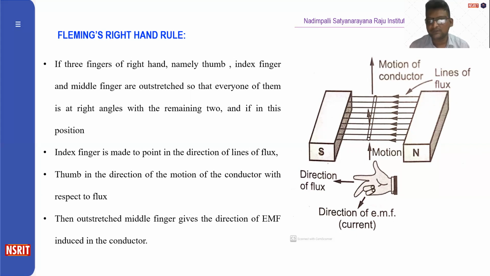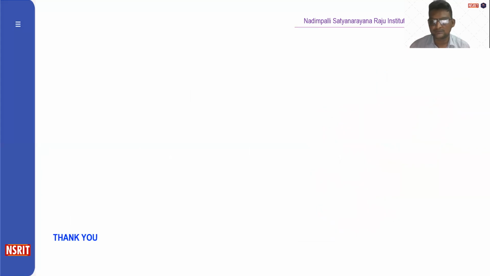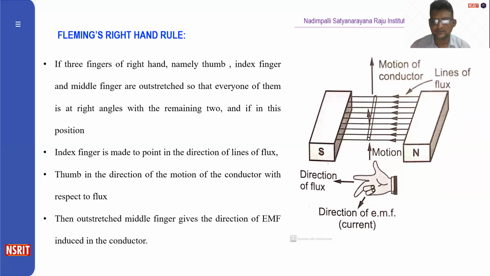Similarly, a motor will work on Fleming's left hand rule, and a generator will work on Fleming's right hand rule. This is the principle of operation of DC generator.